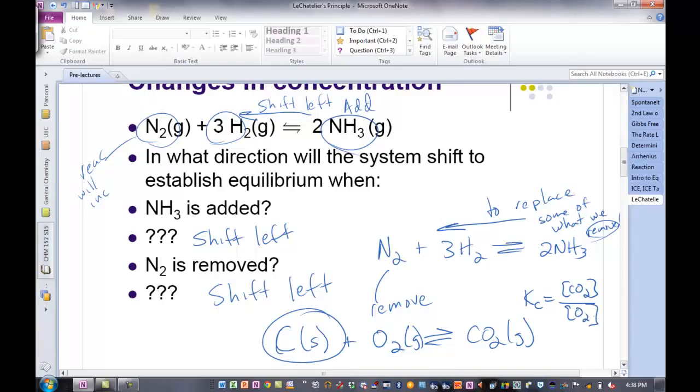Since the solid does not enter into the equilibrium expression, adding or removing the solid, as long as you don't remove all of it, because then it wouldn't be there to react, is going to have no effect. No effect on the equilibrium because it's not in that equilibrium expression. Watch for that. I think there's one of the Sapling questions that has a solid in it.